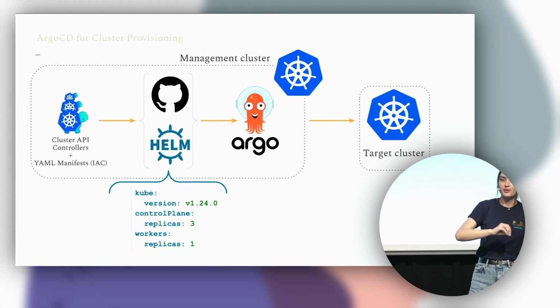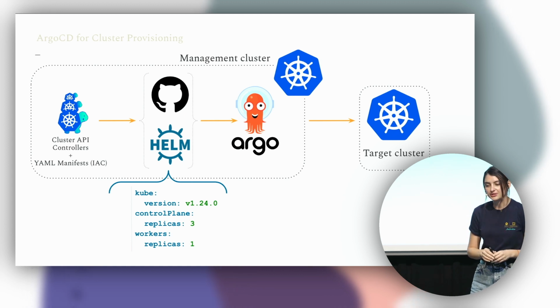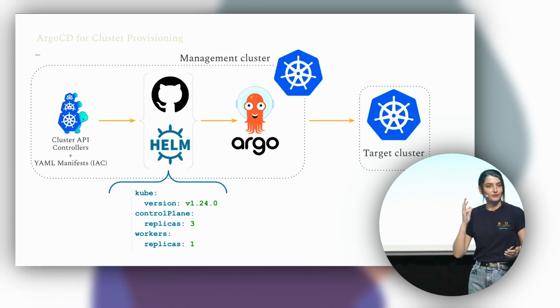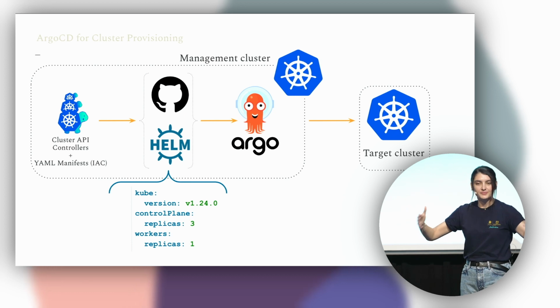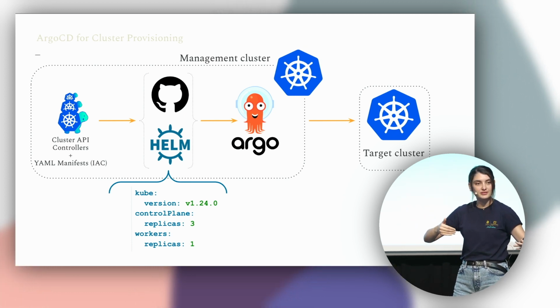However, going back to the metric we defined at the beginning of the presentation, we're never going to have 1 cluster. We're going to have multiple clusters. So it makes sense for us to parameterize as much as possible.